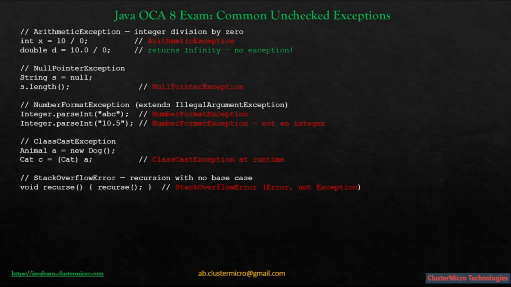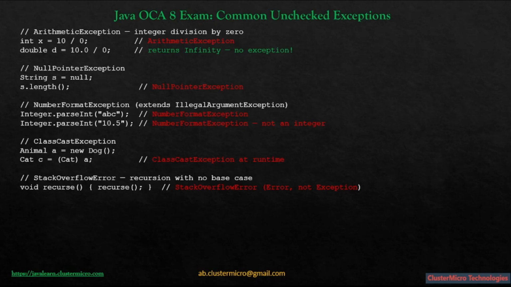Integer.parseInt("ABC"), and then Integer.parseInt("10.5"), right? So parseInt expects a string that represents a whole integer. ABC clearly is not a number, so it will lead to number format exception. But 10.5 also will fail, and this one surprises most people. It is a valid decimal number, but parseInt does not accept decimals. It wants digits only. So both throw number format exception.